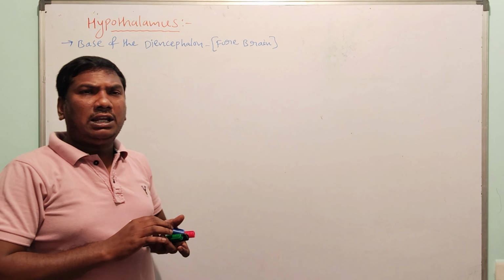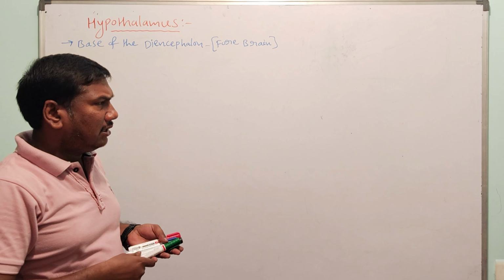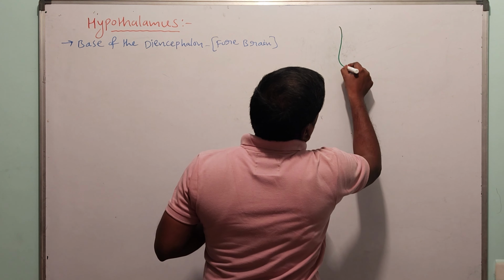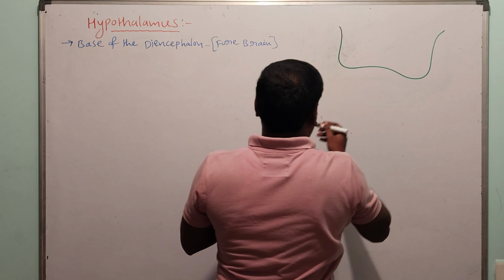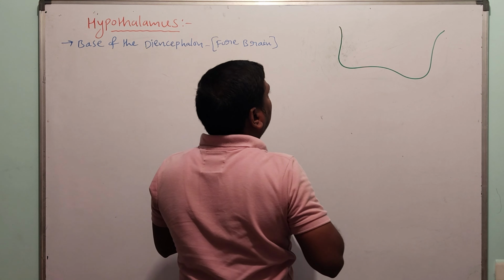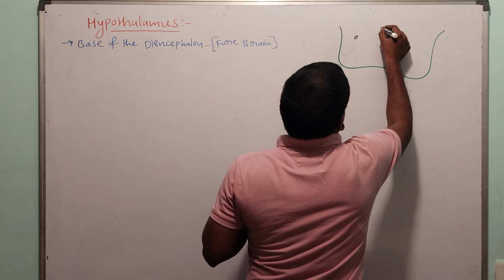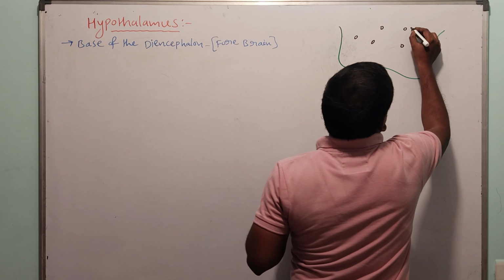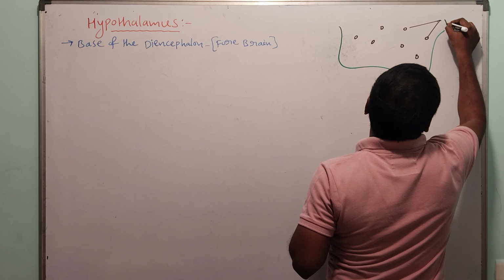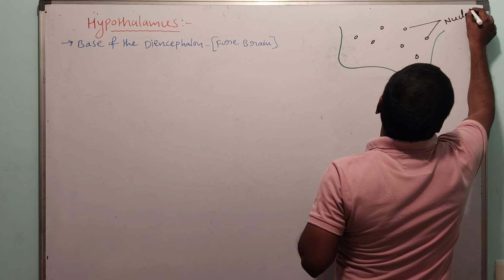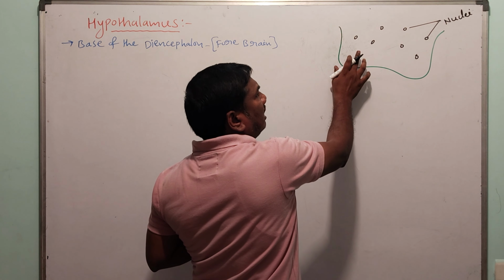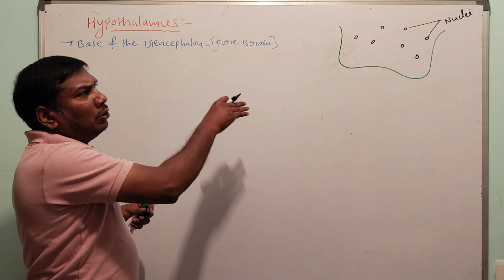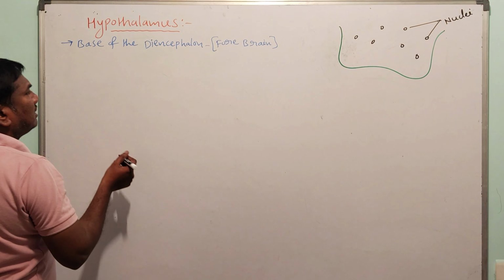The hypothalamus controls many body functions. First of all, the hypothalamus contains several groups of neurosecretory cells. These neurosecretory cells are called nuclei. The hypothalamus contains neurosecretory cells, and these are the nuclei.